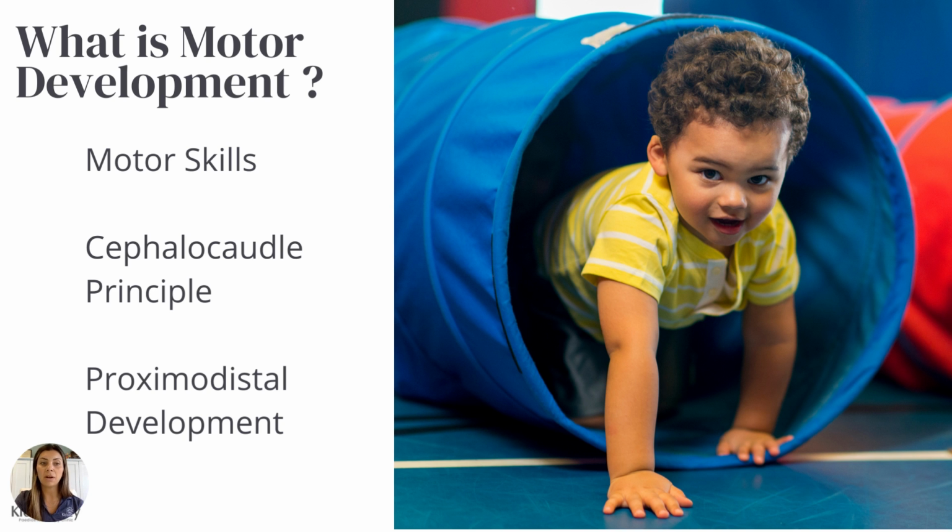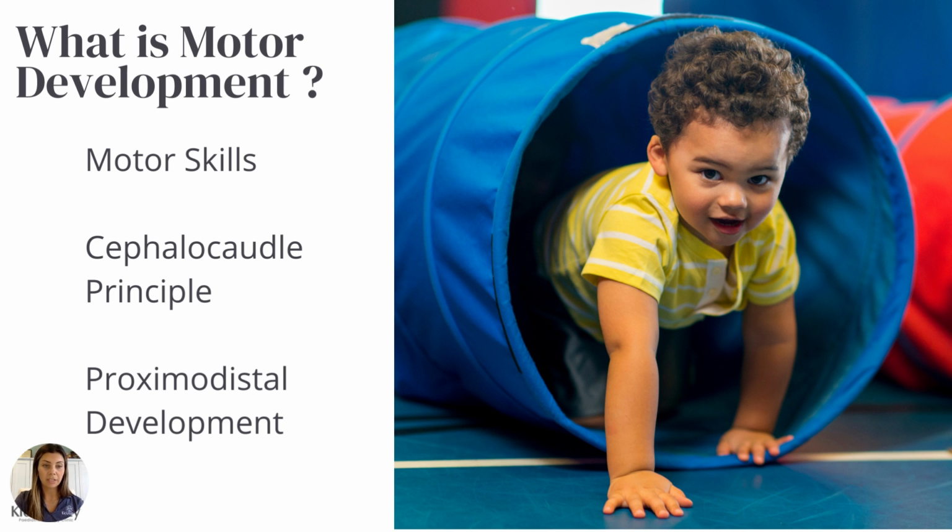But the way that the body develops has two common principles. We have the cephalocaudal principle, which describes the general pattern of physical and motor development from infancy into toddlerhood and even early childhood, whereby development follows a head-to-toe progression. This is where the greatest development takes place at the top of the body first or earlier in life, and then gradually moves downward. So moving from the head, down to the trunk, then the neck, then the shoulders, and so on.